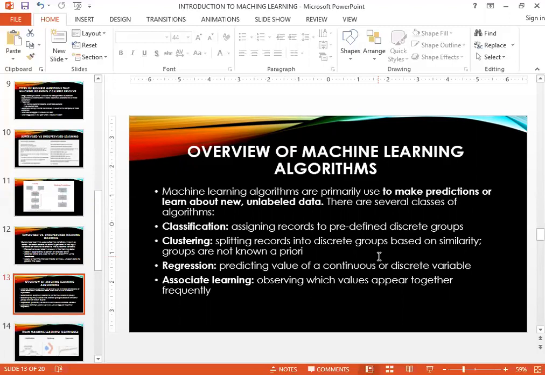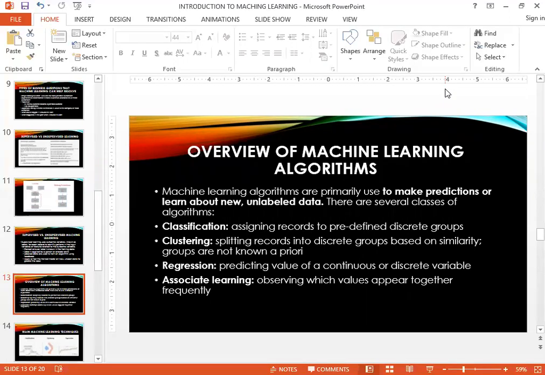But within the supervised way of machine learning, there are certain categories. So the first type of supervised machine learning is known as classification. What happens here is you assign records to predefined discrete groups. And don't worry, I will explain all of this in detail, but I just want to go through this slide with you before I go into the details.